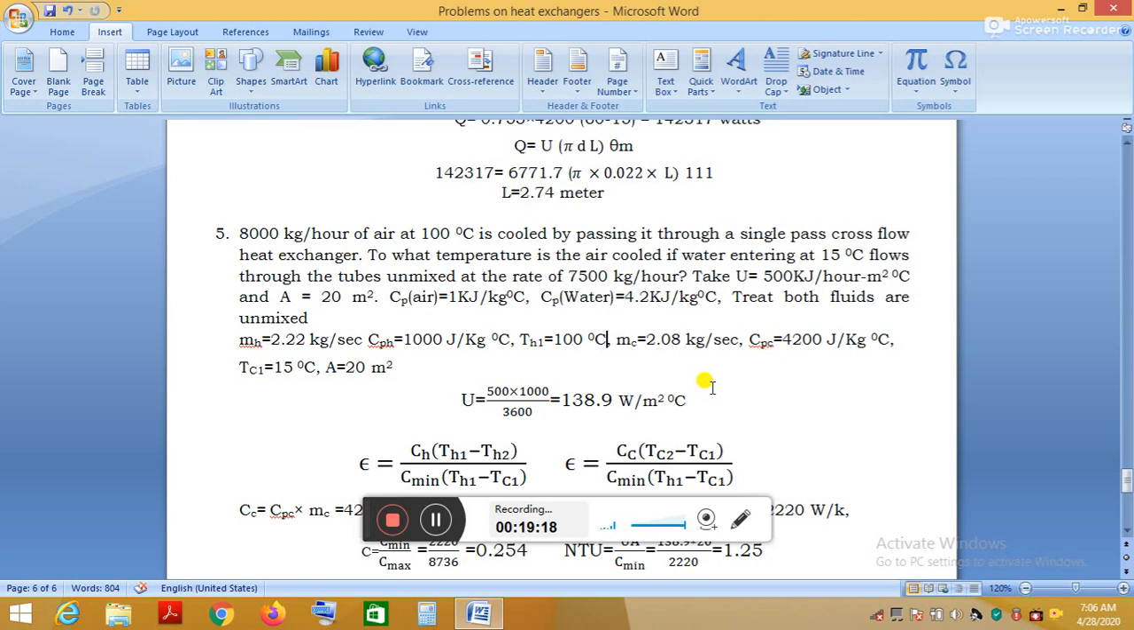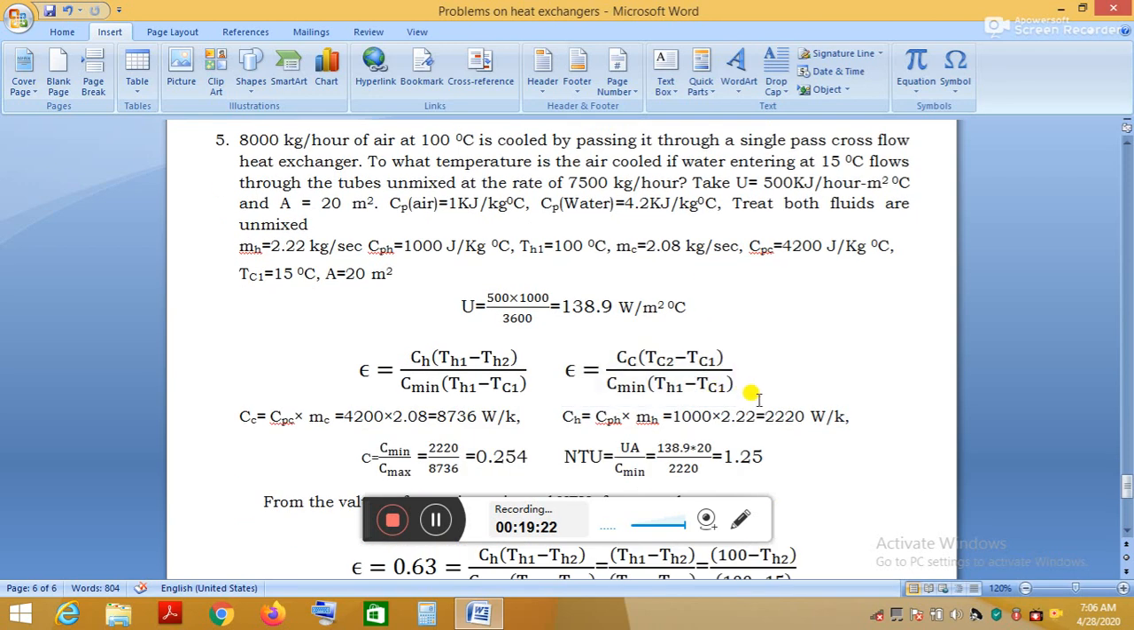Since the problem can be solved by using the effectiveness method, the effectiveness can be given by the equation C suffix h into Th1 minus Th2 divided by C minimum into Th1 minus Tc1, or C suffix C into Tc2 minus Tc1 divided by C minimum into Th1 minus Tc1. We have these two equations to find effectiveness.